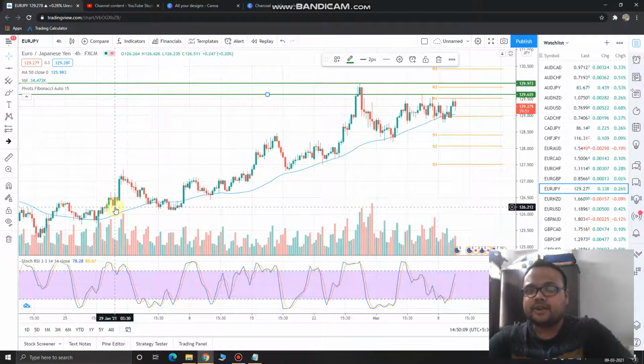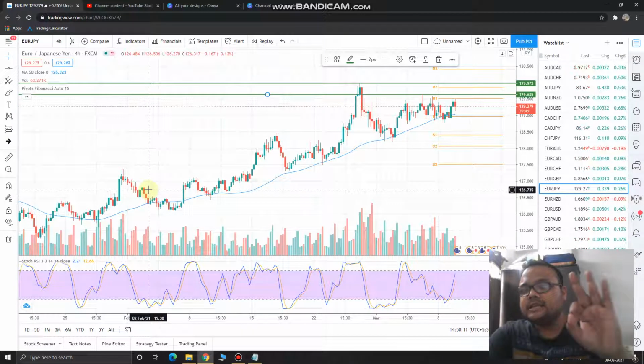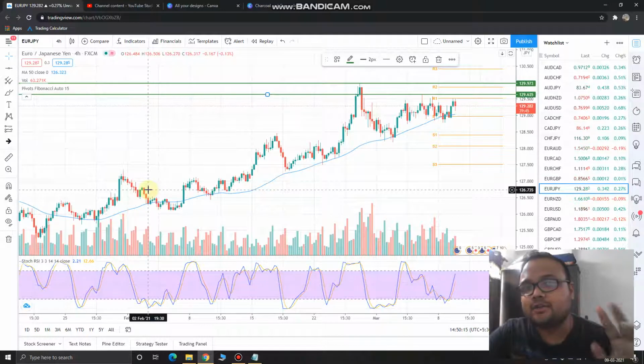It's a trending market, so these are the three trading opportunities for you in Euro Japanese Yen for 9th March 2021, Tuesday.